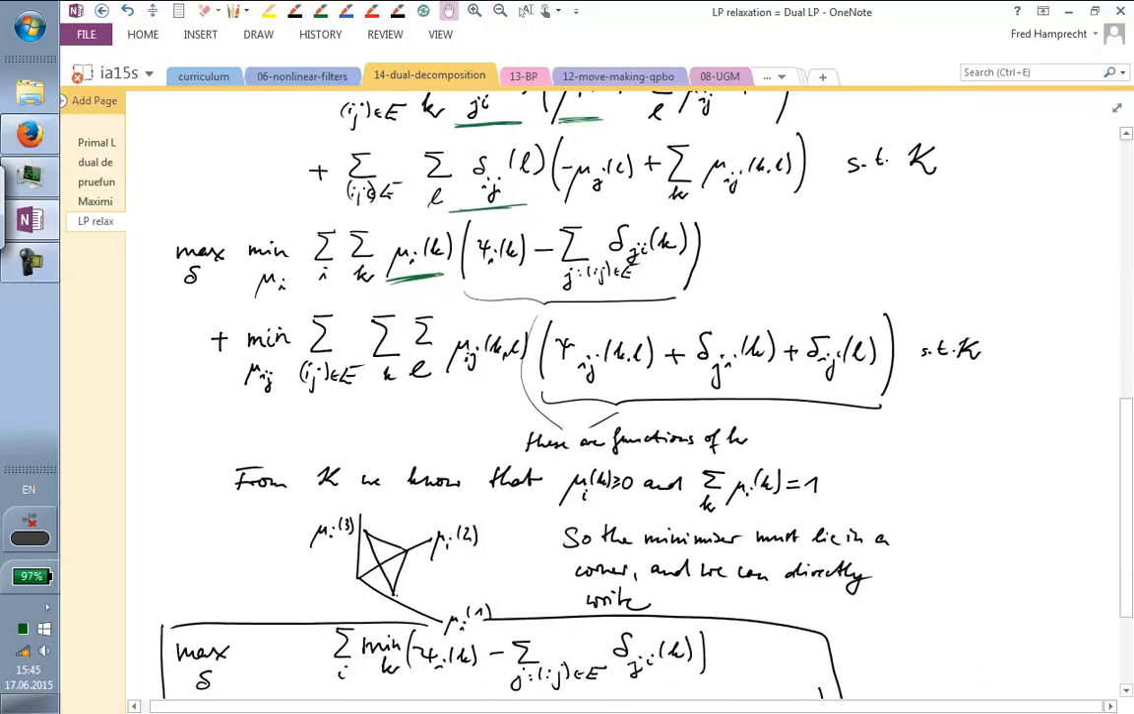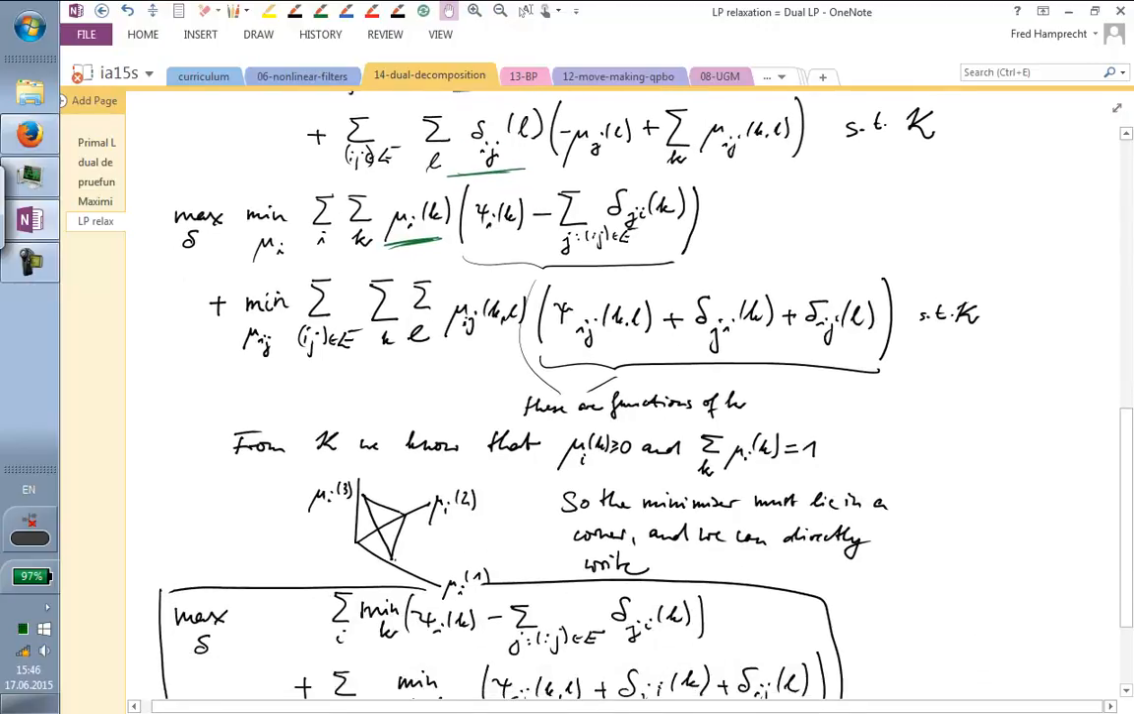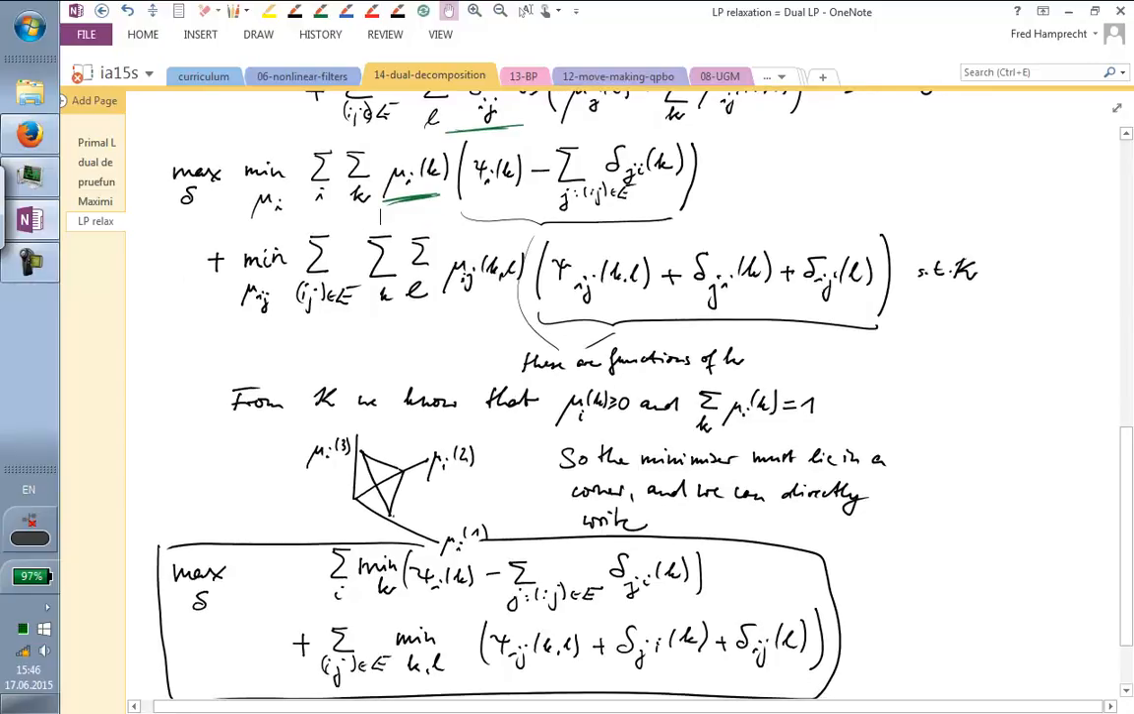After collecting all of these terms, we still have the constraints that the mu's should be non-negative and should sum up to 1. So our mu's are confined to live on the simplex, but we have a linear objective function. We want to minimize an objective that is linear in mu, but we restrict ourselves to living on this simplex. So we know that the solution must be in a corner of the simplex.